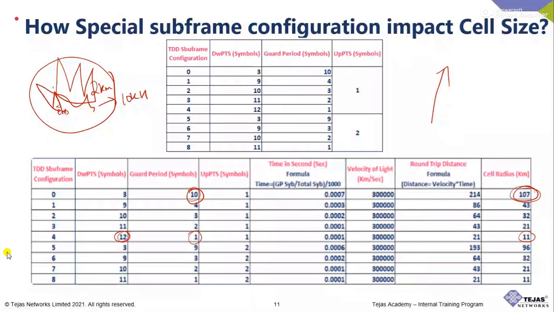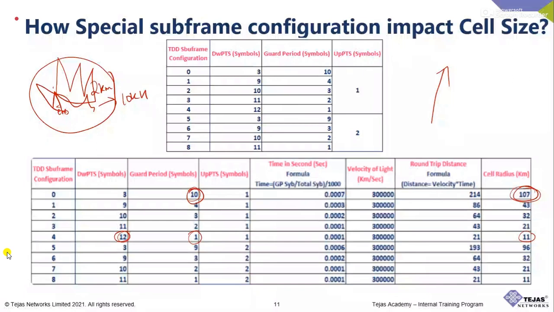What is the internal reason for increasing coverage when access is more? Can you please repeat it? What is the reason for increasing the cell coverage when guard period is more? Reason?